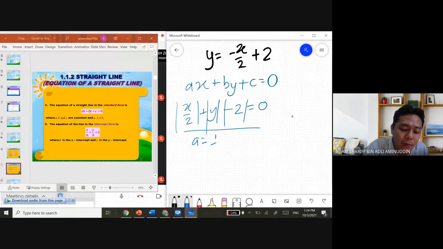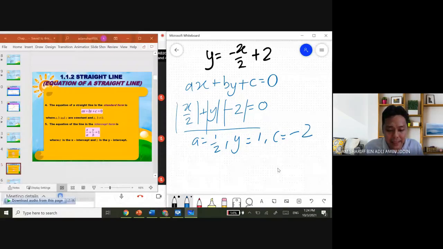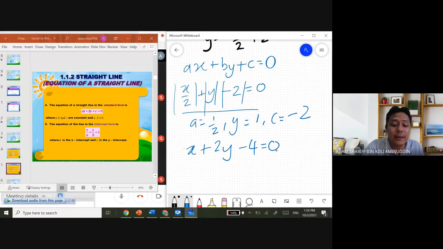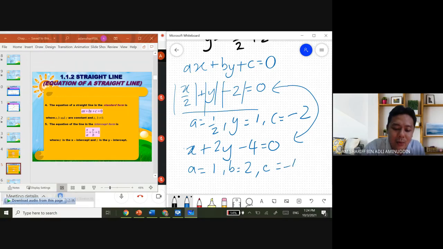A will be 1/2, b equals to 1 and c equals to negative 2, right? But mathematically, this equation will be x plus 2y minus 4 equals to 0 as well. Sama ni. Tetapi, in my hypothesis, I don't test it yet, it will yield a different A, of course. And will it change the distance between a point and a line? That's my question. Of course, dia akan ubah kan?